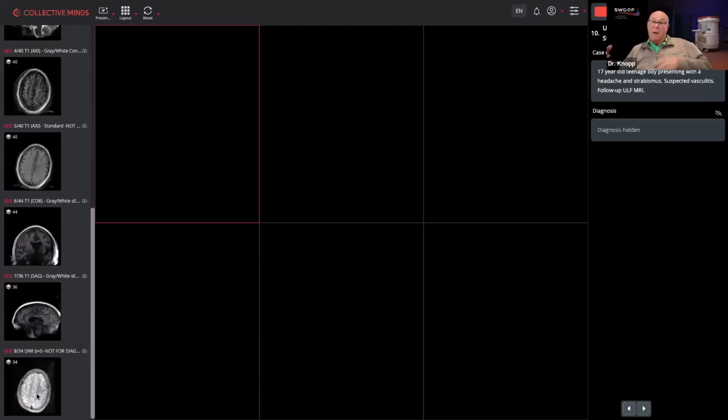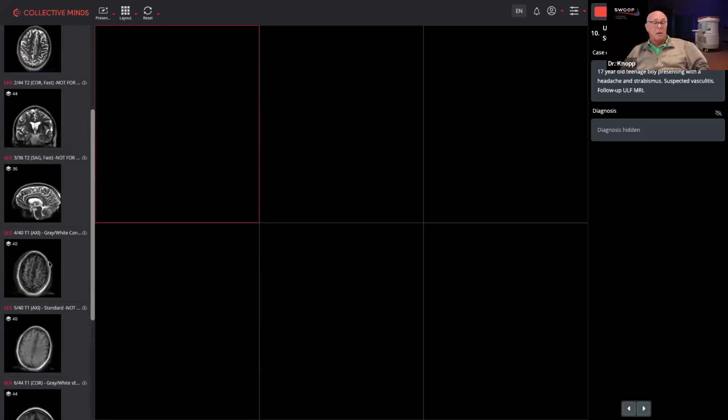On the Swoop, on the hyperfine scan, B0 doesn't really give us much information. On a high field scan, the B0 can show us some form of susceptibility weighting, but that doesn't exist on this scan. So I don't have a diffusion scan.